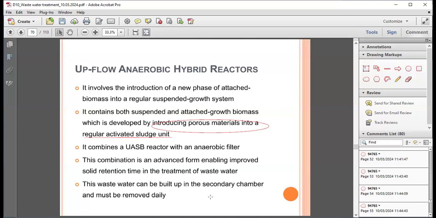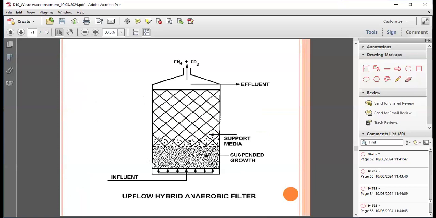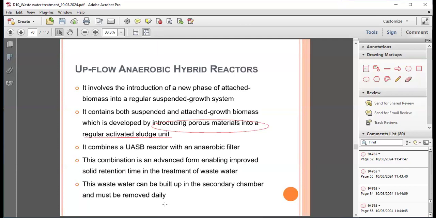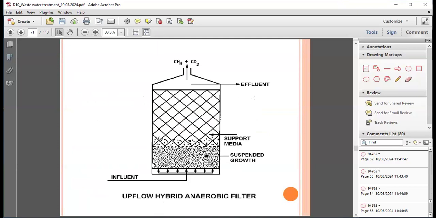This sludge can build up in the secondary chamber and must be removed daily. This is the upflow anaerobic hybrid reactor. This is the arrangement. This is the influent, the sewage water, and the effluent, the CH4 plus CO2 gas, upflow hybrid anaerobic filter, right?